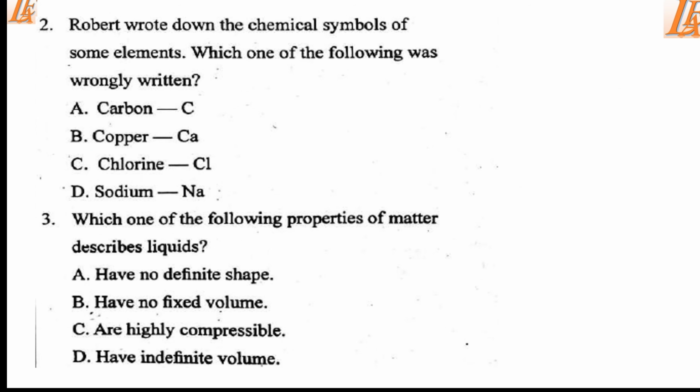The second question, Robert wrote down the chemical symbols of some elements. Which one of the following was wrongly written? The first one, carbon. The chemical symbol is C, and it comes from the first letter of the name carbon. Copper, the Latin name of copper is cuprum, and the chemical symbol comes from the first two letters, that is Cu.